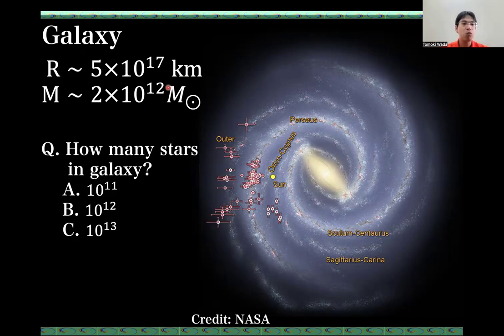Okay, here is one quiz. How many stars are in our galaxy? Please consider. One key parameter is its mass. Mass of the galaxy is about 10 to the power of 12 times solar mass. And solar mass is the mass of sun. Using this value, please estimate how many stars are in our galaxy.